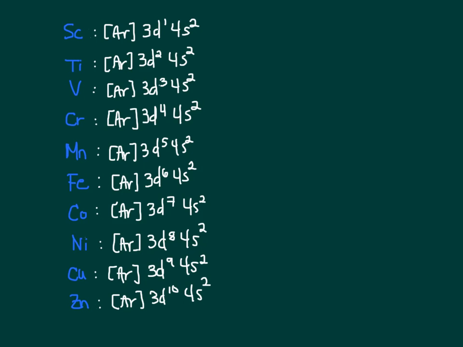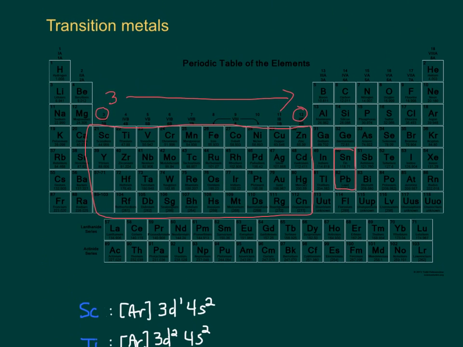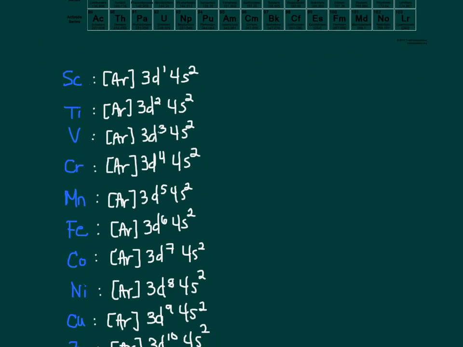All right, so here I've written the electron configurations for all of the transition metals in period 4, going from scandium all the way to zinc. So we're just going to talk about those as our examples for what transition metals will do.